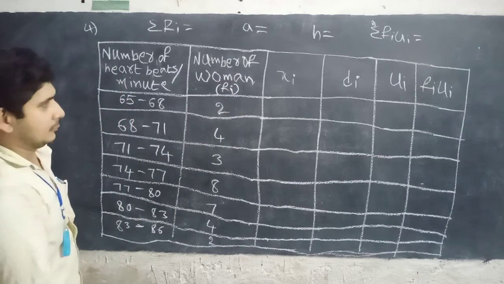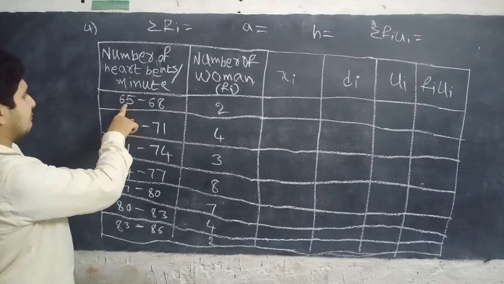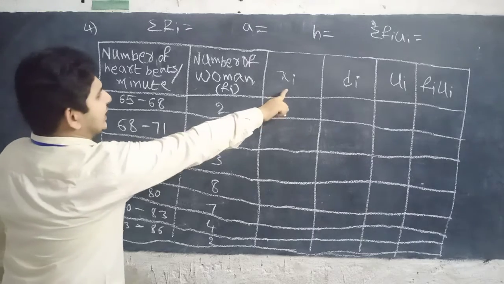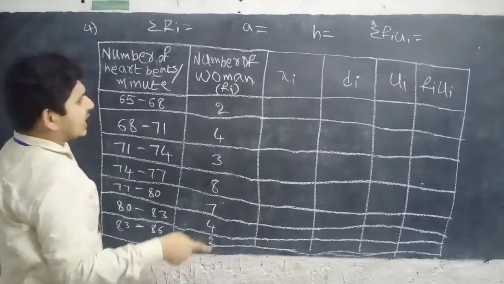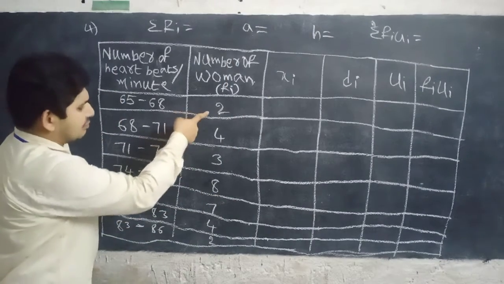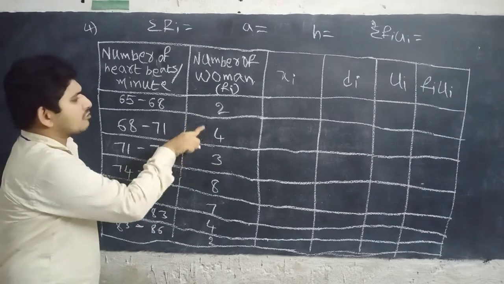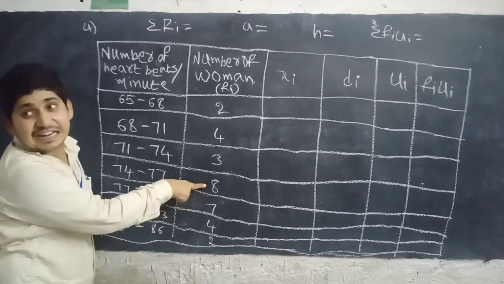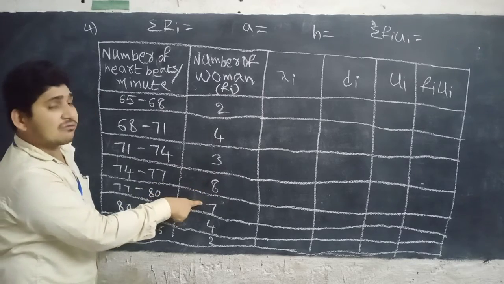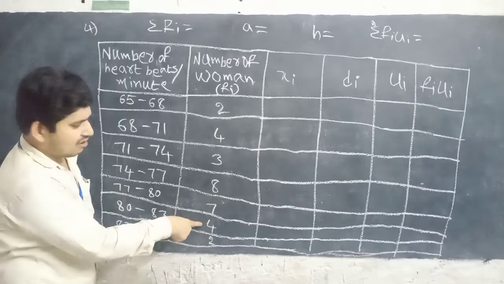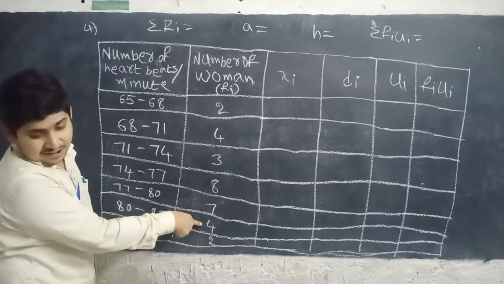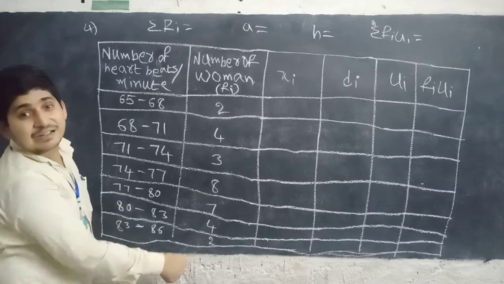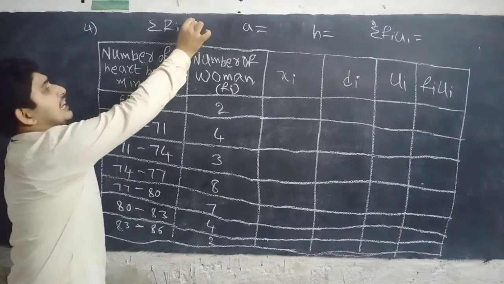Now we have to find the value of xi. Before xi, add the total of the fi's. 2 plus 4 is 6, 6 plus 3 is 9, 9 plus 8 is 17, 17 plus 7 is 24, 24 plus 4 is 28, 28 plus 2 is 30. So sigma fi equals 30.